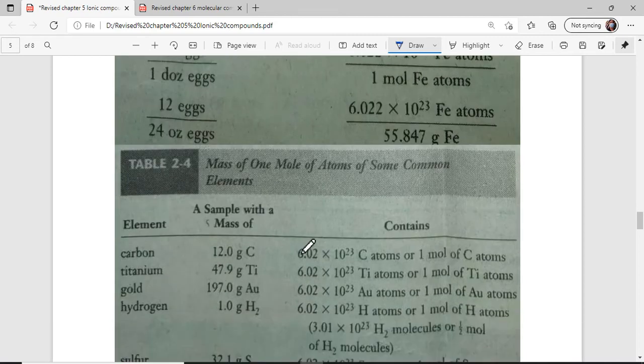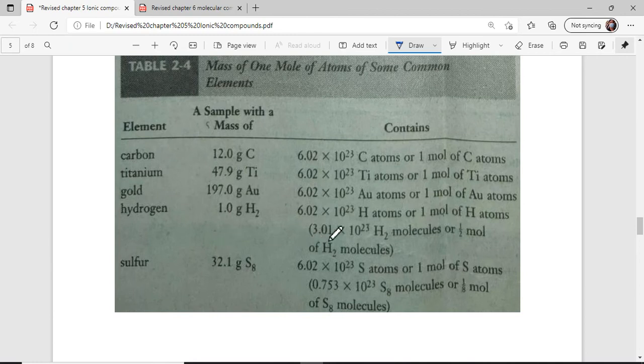Then you have here below their values. So you have hydrogen, which is diatomic. Diatomic means that if you are given hydrogen here, it is 6.022 times 10 raised to 23 H atoms or 1 mole of hydrogen atoms. But because it is diatomic, therefore you have 3.01 times 10 raised to 23 H2 molecules if you are given H, or it is 1/2 mole of H2 molecules.